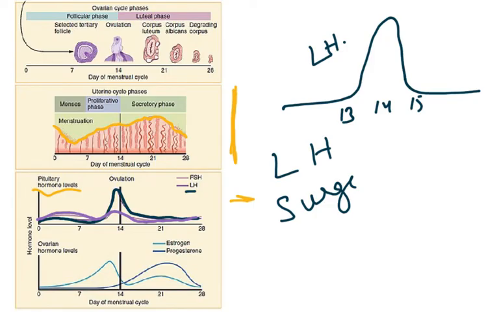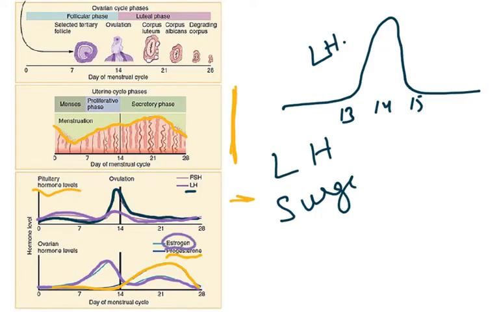Now the estrogen values. Estrogen increases just before day 14 and then it remains, goes a little up, and then remains down. While the progesterone starts to increase near about day 14, it increases and then it remains high and then decreases. So progesterone is this one, estrogen is this one.